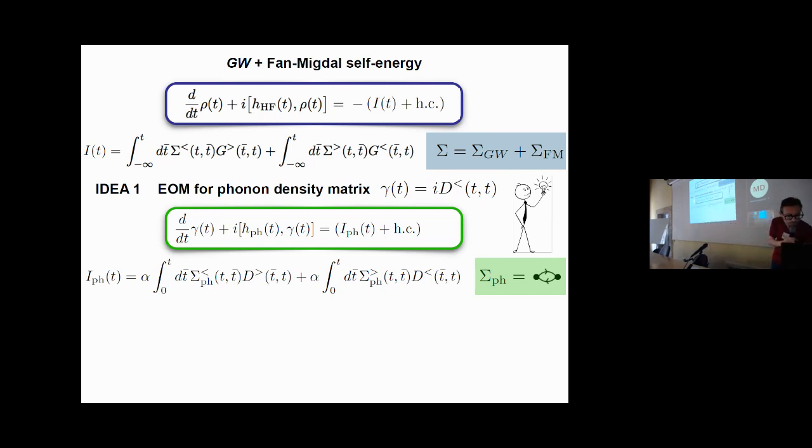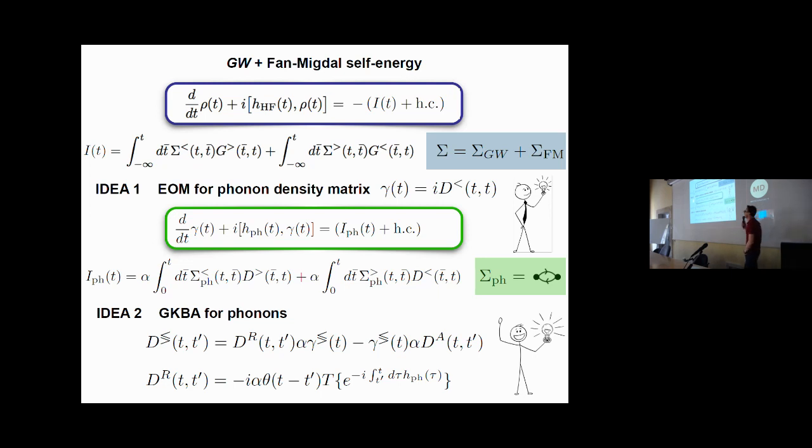To close the equation, here we come with a second idea, to make a generalized Kadanoff-Baym ansatz also for phonons. So we express the phonon Green's functions in terms of the phonon density matrix, gamma, and in terms of the retarded and advanced phonon Green's function. And to close the equations, we approximate D retarded and D advanced as exponentials of the mean-field phonon Hamiltonian, which is a functional of the phonon density matrix only. So now the equation finally closes, and we can solve it with the computer.